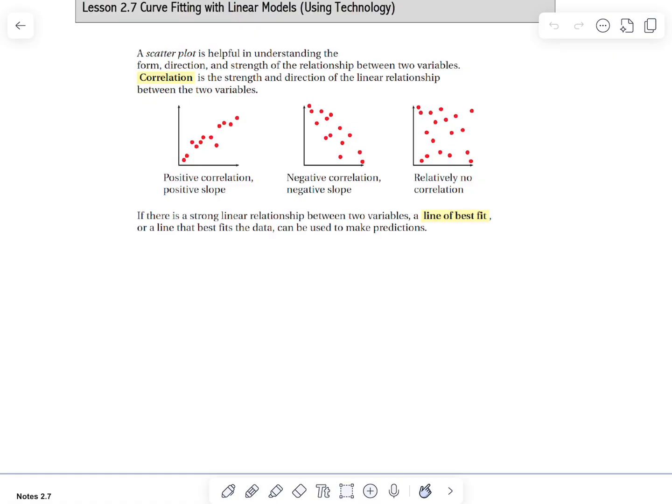If there is a strong linear relationship between the two variables, we can create a line of best fit, or a line that fits the data points, and we can make predictions. So in the future, we'll be able to create what we call a line of best fit, somewhere that looks something like that.